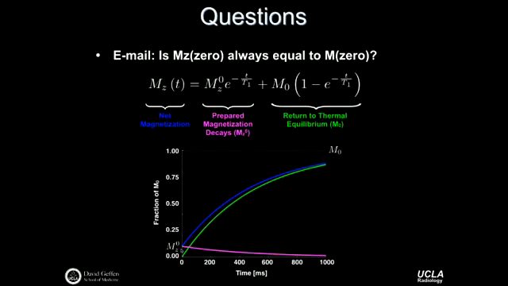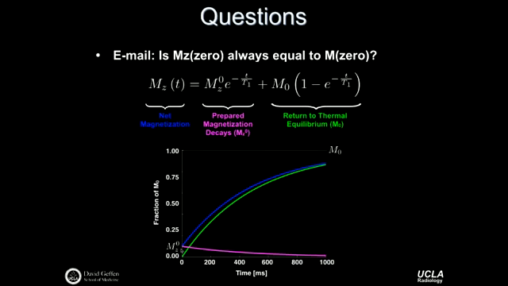And so it can't be at equilibrium at that point in time either, because the only equilibrium point we have, if we're talking about just the B0 field being on, is the magnetization eventually recovering to M0. You could have other conditions if you continuously played an RF pulse or something like that, but we won't actually examine that case.